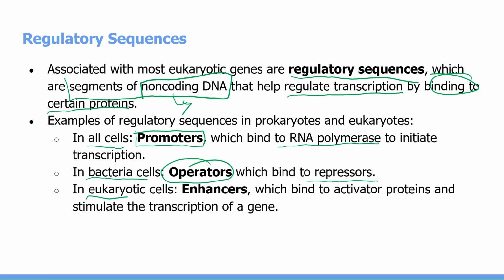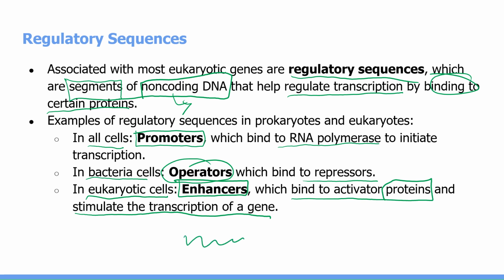And then we have the eukaryotic cells. They have something called the enhancers. Again, they bind to activator proteins and stimulate the transcription of a gene. So again, the enhancers, the operators, they are on the DNA. So again, these are parts, let's not forget this, parts of the DNA, right, that have specific functions.